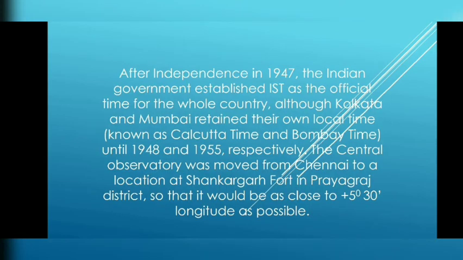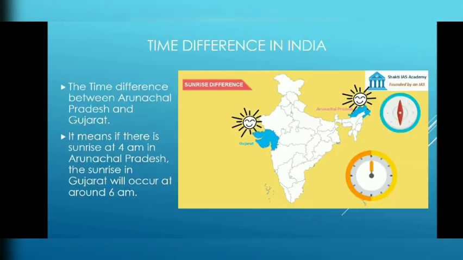After independence in 1947, the Indian government established the Indian Standard Time as the official time for the whole country. Although Kolkata and Mumbai retained their own local time, known as Calcutta Time and Bombay Time, until 1948 and 1955 respectively. The Central Observatory was moved from Chennai to a location at Shankargarh Fort in Prayagraj district, so that it would be as close to the 82 degrees 30 minutes longitude as possible.